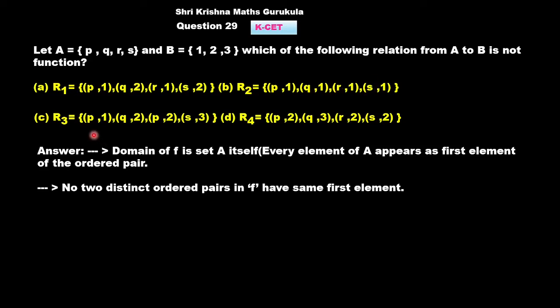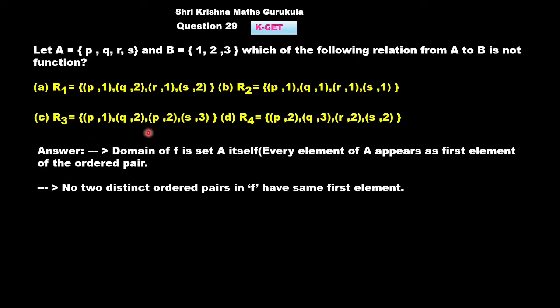Now let us look at option C. So this is P, Q, P, yes. What is happening here? P is mapped to 1. P is also mapped to 2. But there is one element which is missed out. That is R has no image. It is not mapped to any of the elements. That means this is not a function. This doesn't have any image. That means first condition is not satisfied. It violates the very first condition of the function.